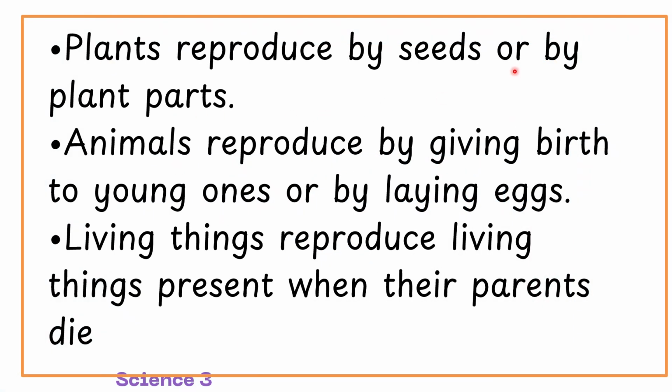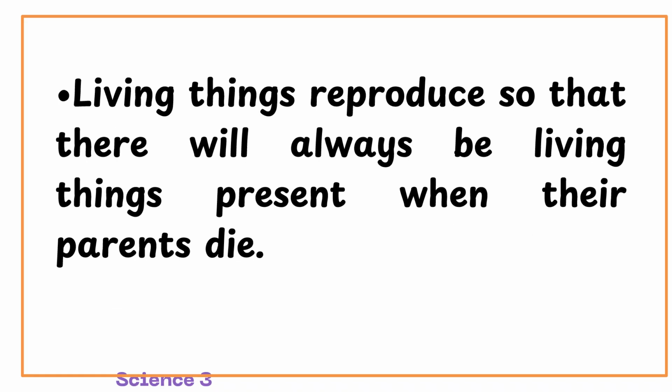Plants reproduce by seeds or by plant parts. Animals reproduce by giving birth to young ones or by laying eggs. Living things reproduce so that there will always be living things present when their parents die.